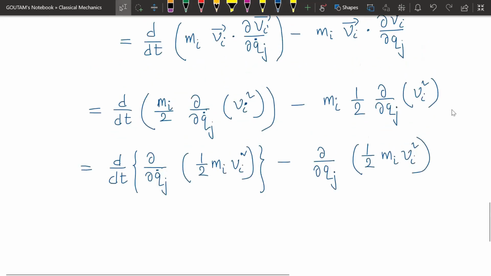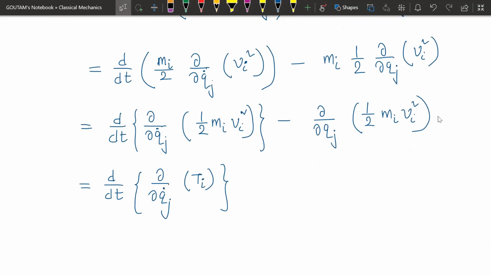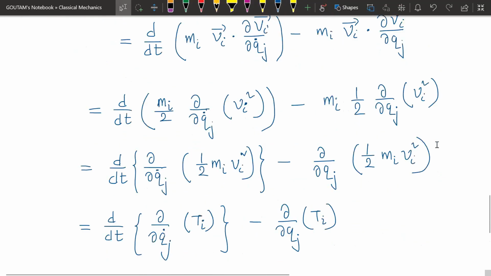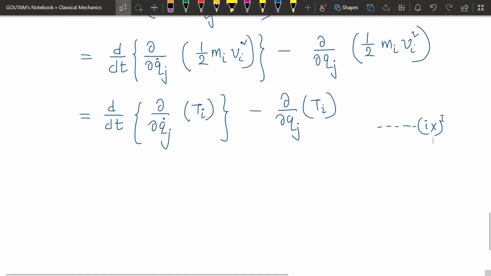So what is half mi vi square? This is the kinetic energy of the ith particle. So what we have is d/dt of del qj dot of Ti, the kinetic energy of the ith particle, minus del qj of Ti. Okay, so this term, let's call it equation 9.